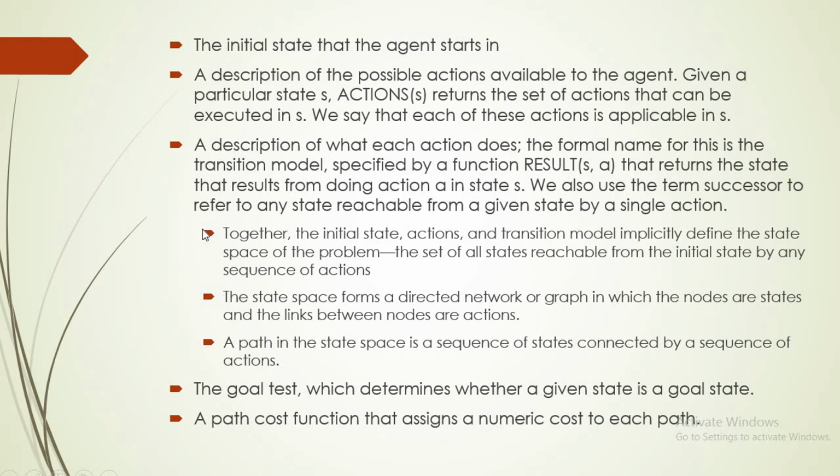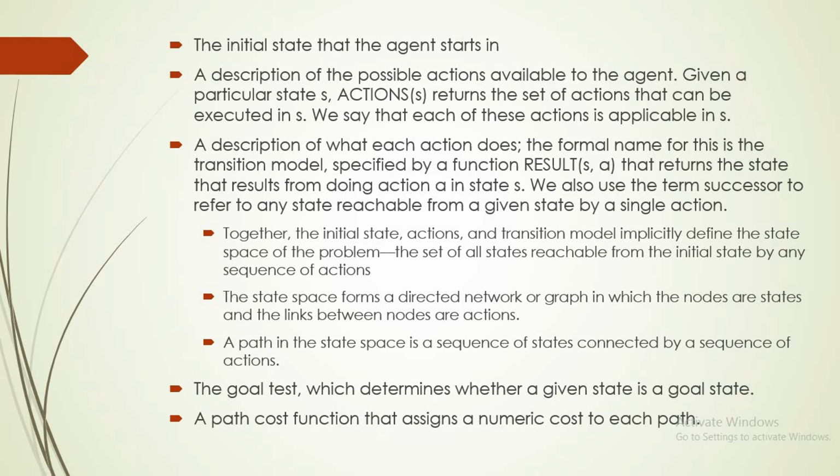The graph data structure will just be a pictorial representation of all the states that are linked by the actions, and the states will be the nodes. A path in the state space is a sequence of states connected by a sequence of actions. For example, we might have a number of states joined with certain actions. So from particular states through some actions and states, we end up having a path.